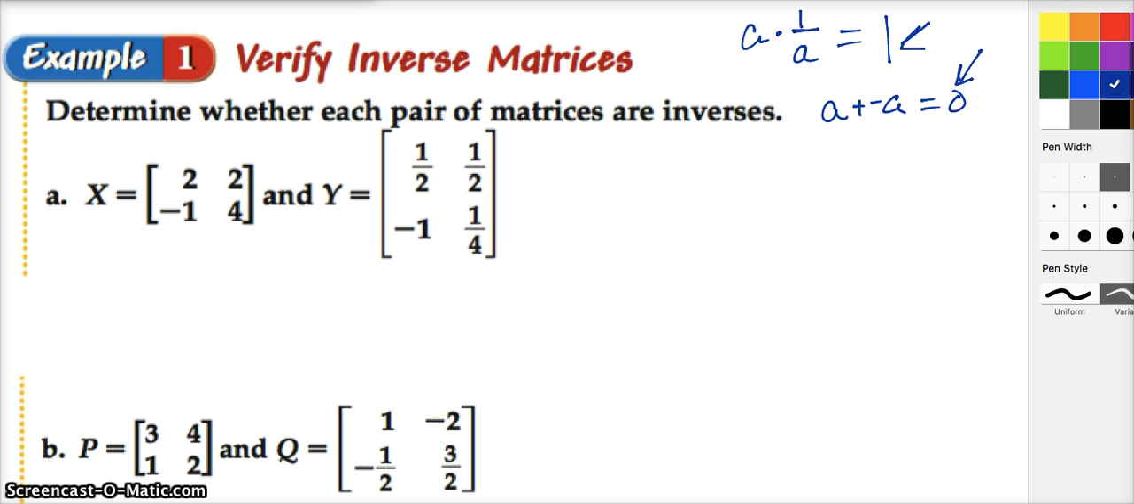If we determine that these matrices are inverses, when we multiply them, we should get the identity matrix.